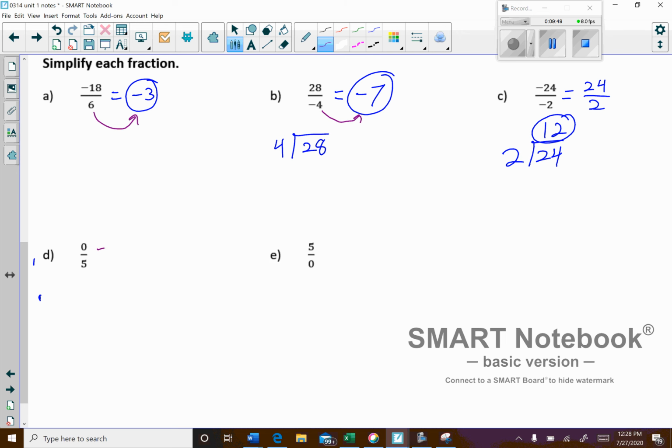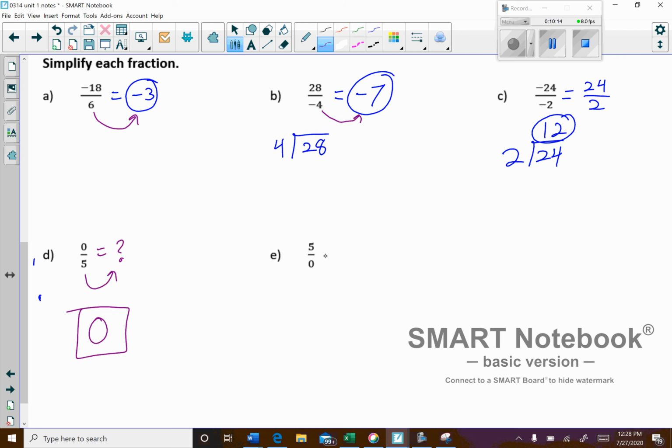So think about this. What would you have to multiply 5 by to get 0? So 5 times what would give you 0? Remember before, 0 times any value will give you 0. So 5 times 0 will give you 0. So that's the answer right there. 0 divided by 5 is 0. And so I'm just following the pattern we established up above.